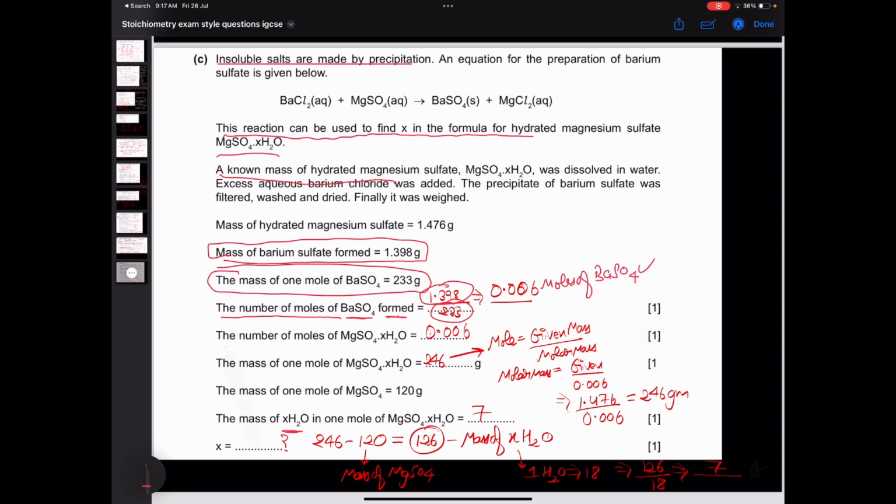Simple question. Number of moles of magnesium sulfate dot XH2O. Now, in this, you will have to assume that this is an aqueous form. So the ratio will be the same. If it is this or if it is magnesium sulfate dot XH2O, the ratio will appear to be the same. So a 1:1 ratio is there. Right? So whatever moles of barium sulfate you have found, the magnesium sulfate will have the same moles. So 0.006 moles I have written here again.